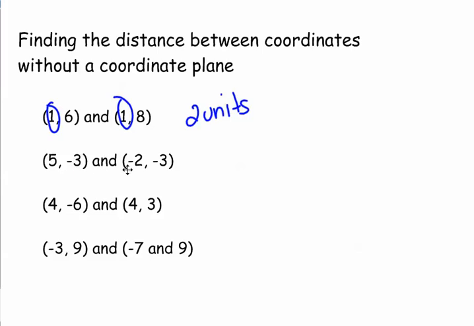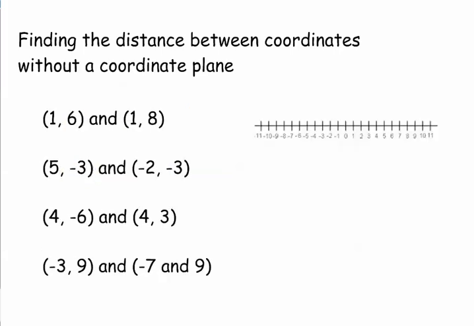Okay? Let's look at the next one. I've got 5, -3, -2, -3. All right, well, my y values are the same, so I'm just looking at my x values. I've got a positive and a negative. So actually, guys, it helps me if I see a number line. So remember, I'm just looking at the difference between 5 and -2. So if I'm at 5 and I go all the way down to -2, that went down 5 and then 2 more, so that is 7 units.